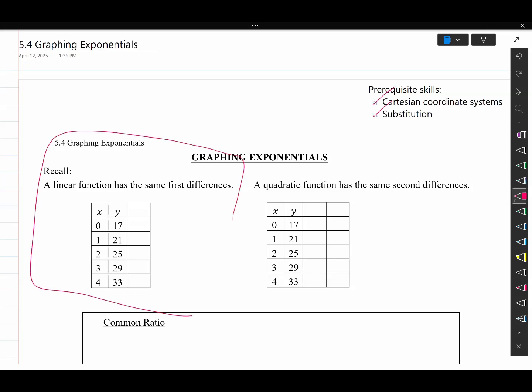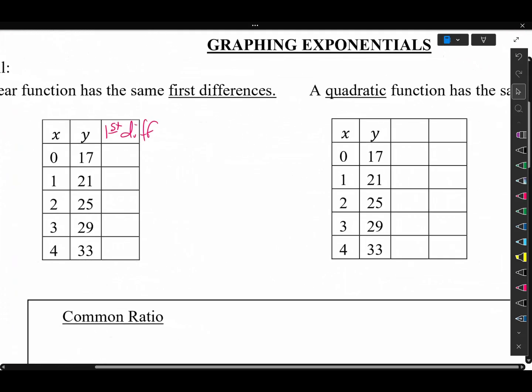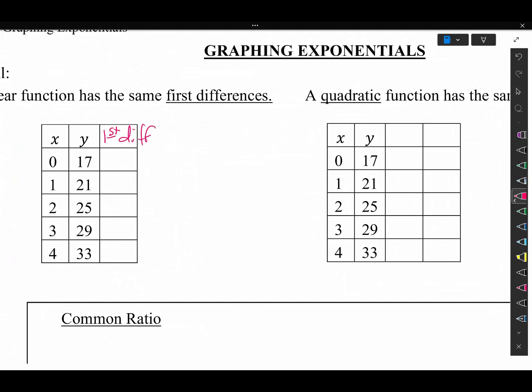We will review. A linear function has the same first differences. Now, first differences are just how your y value is changing for each successive x value. And that means x is going up by the same amount every time. In this case, x is going up by 1. That's required in order to work with our first differences. Then we say, how is our y value changing every time?